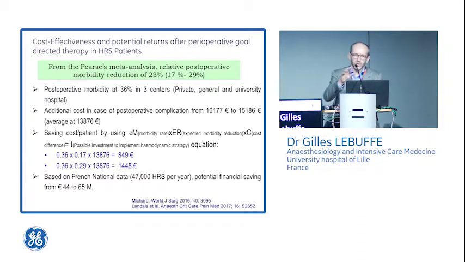So based on the French national data, there are around 47,000 high-risk surgical patients per year. So the potential financial saving could be very high, between 44 and 65 million euros. So this is to show you that you make some investment with this monitoring, but this monitoring can provide better outcome, and this interacts with finances.